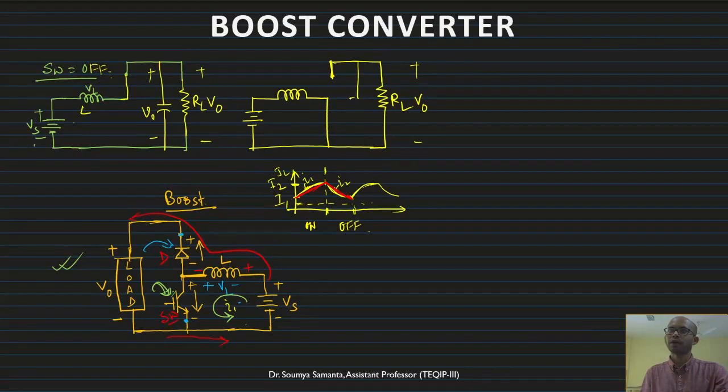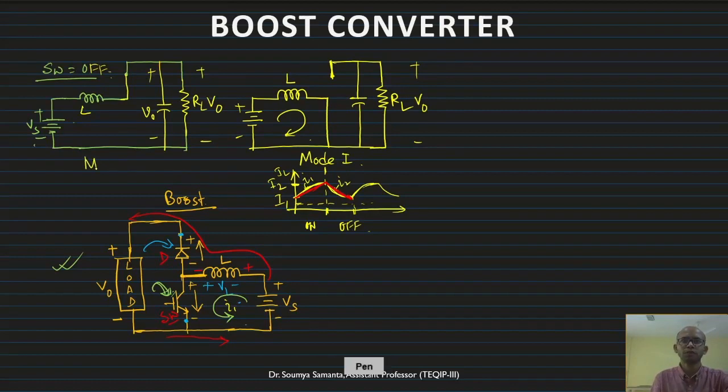Now here we are connecting a capacitor. Now what will happen? This is L. So this is mode 1. Mode 1 means the switch is on. This is mode 2, the switch is off. SW equals on, this is mode 1, switch is on. This is mode 2, switch is off. Now what happens in this case?